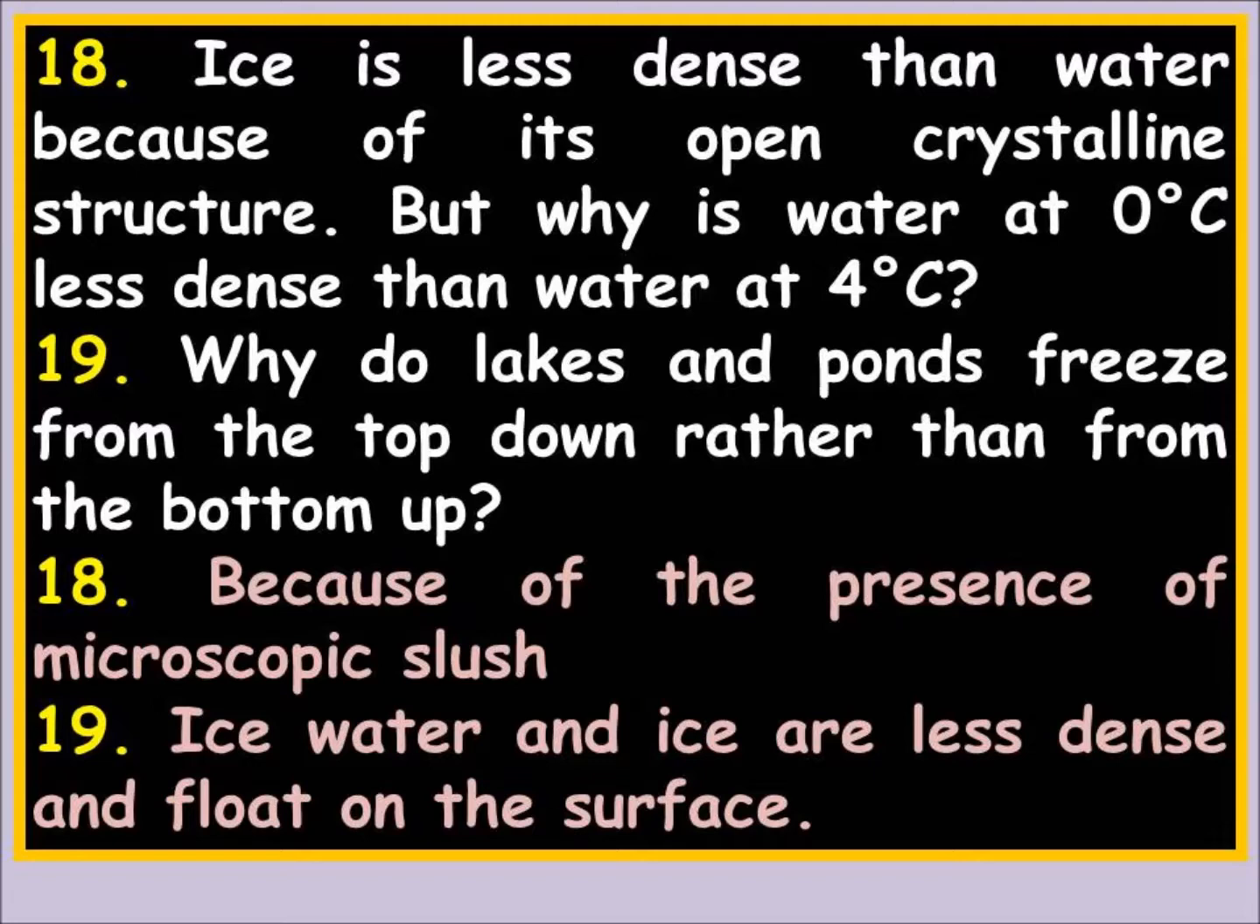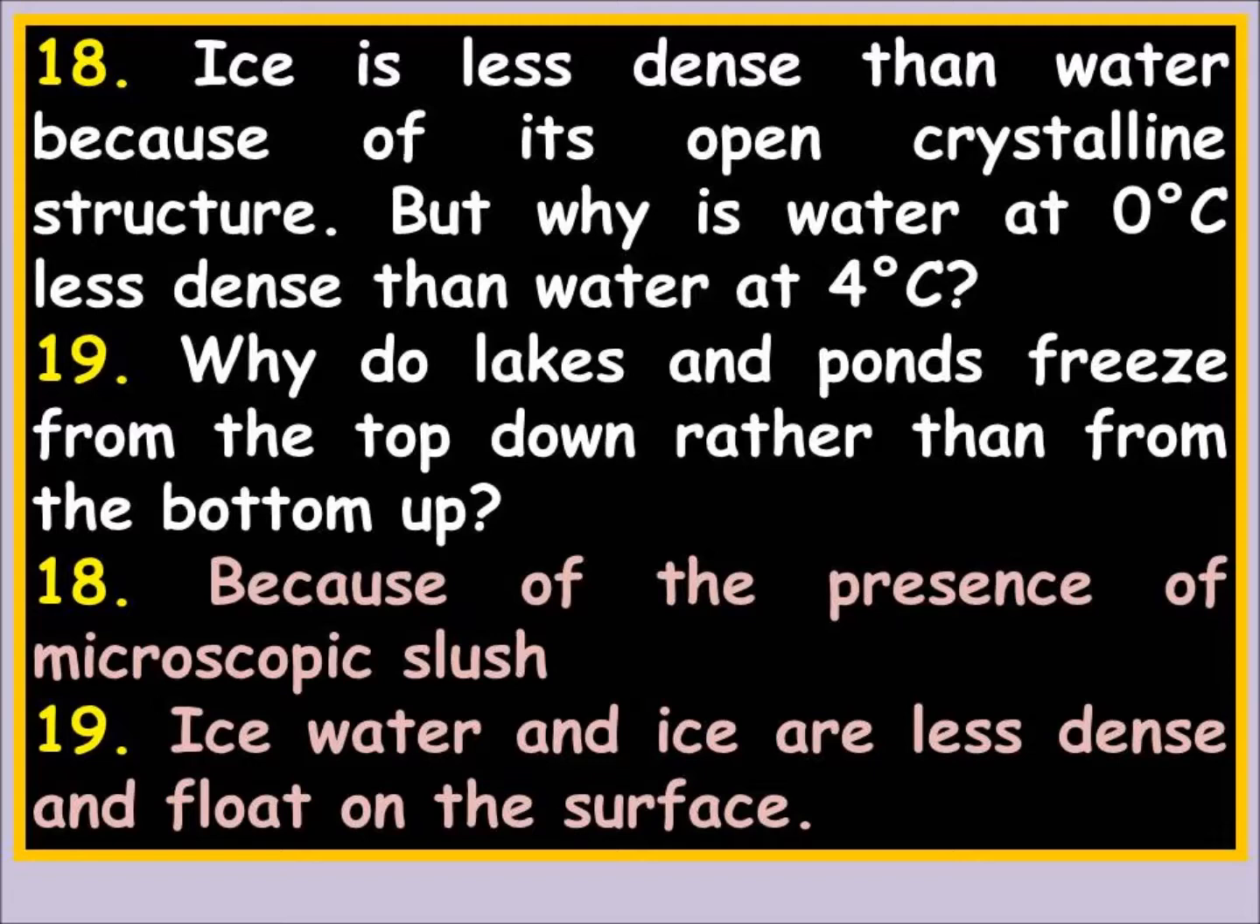But why is water at 0 degrees Celsius less dense than water at 4 degrees Celsius? I'm not going to get into this. It says because there's a presence of microscopic slush. The best way to answer this is that it's by definition. If you look at the graph, I'll show you a graph in a little bit. It's by definition. When you get less than 4 degrees Celsius, water is less dense, and greater than 4 degrees Celsius, water is more dense. Why microscopically? I don't particularly care.